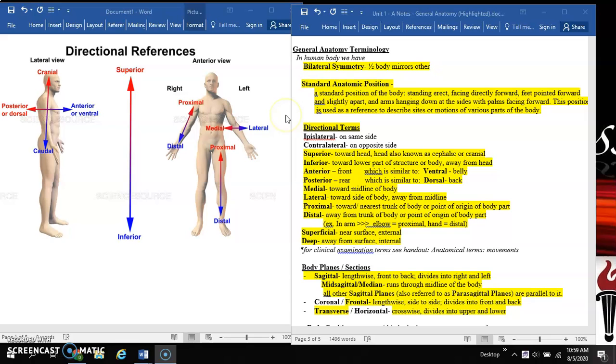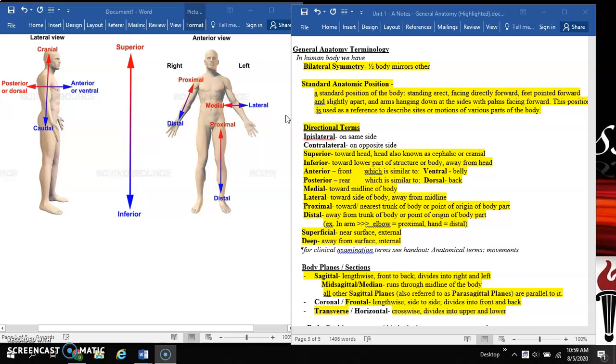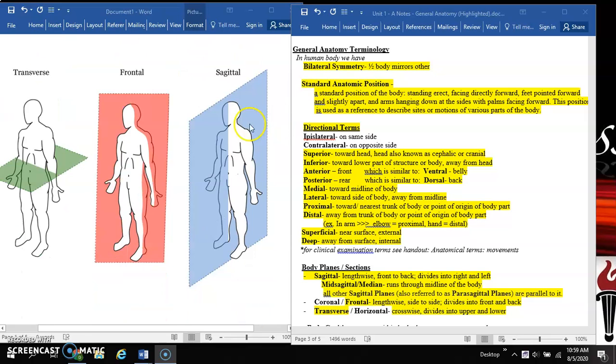Superficial and deep are descriptive terms about the surface with superficial versus internal with deep. And the planes: sagittal makes a right and a left, frontal makes a front and a back, and transverse or horizontal makes an upper and a lower. This will conclude this video over general anatomy terminology.